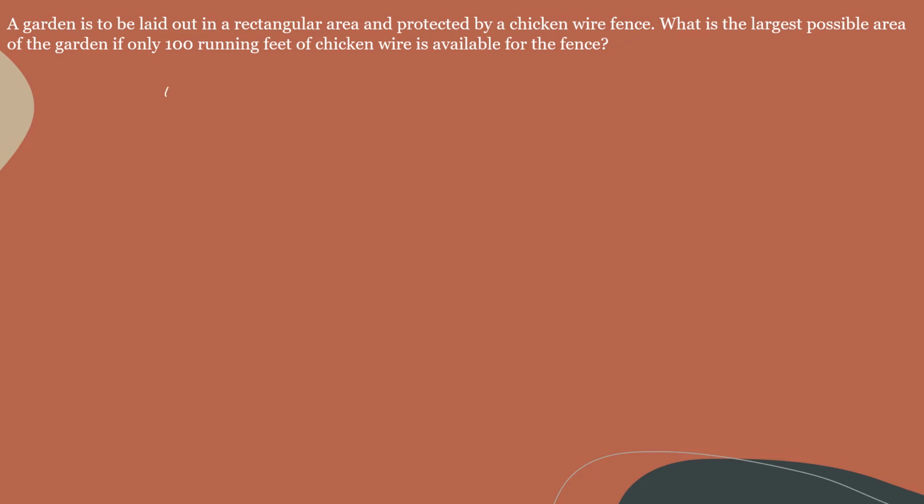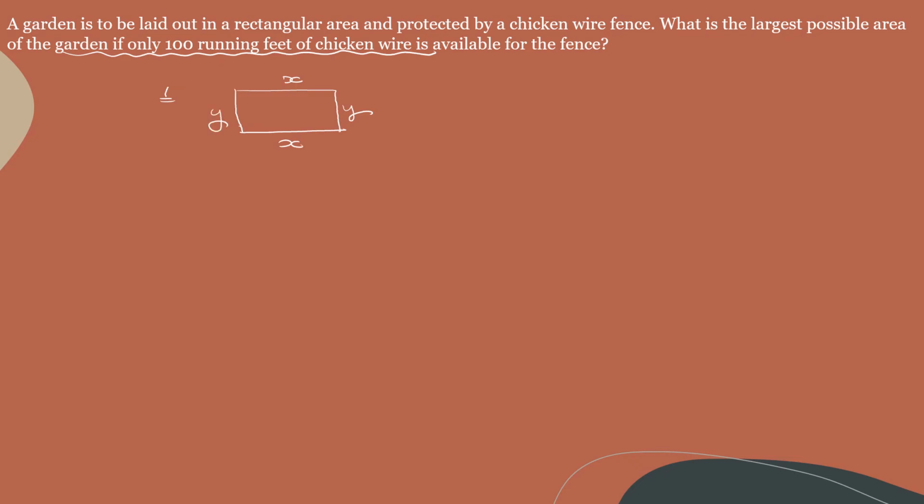So for the primary equation, you can say that the garden is surrounded by 100 running feet of chicken wire. And another thing is that the garden is in a rectangular shape. So you can say easily here, let's suppose this is your x value, this is the y value, this is x and this is y.